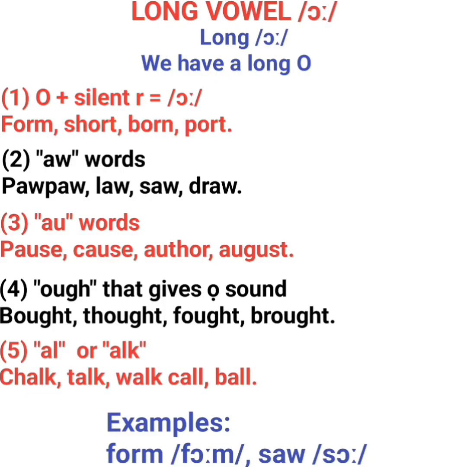Number three, A plus U, like pause, cause, author, August. Then the fourth one, O-U-G-H, that gives the O sound. O-U-G-H has different pronunciations, but whenever it gives the O sound, it gives long O, like bought, thought, fought, brought. And the fifth instance is when we have A-L or A-L-K, like chalk, talk, walk, ball, and call.